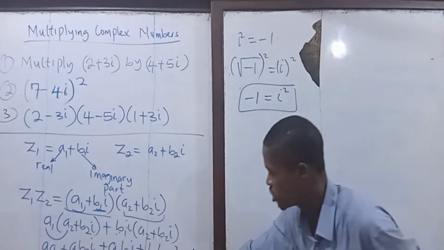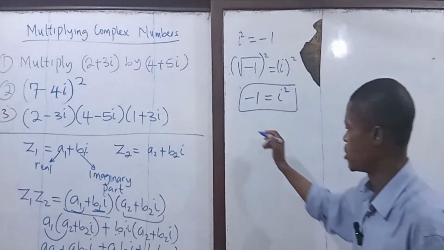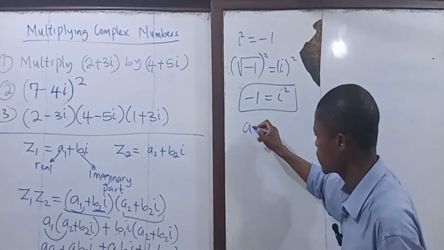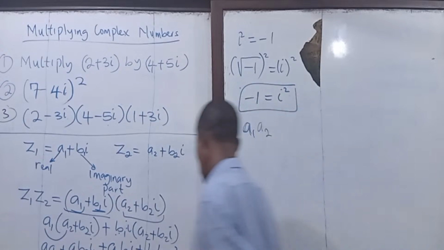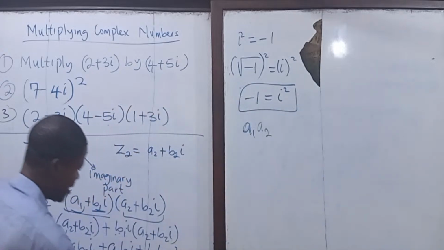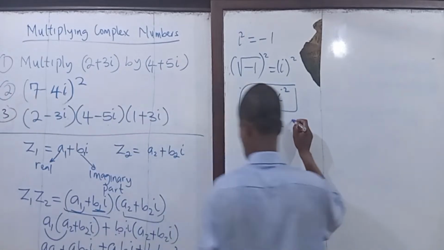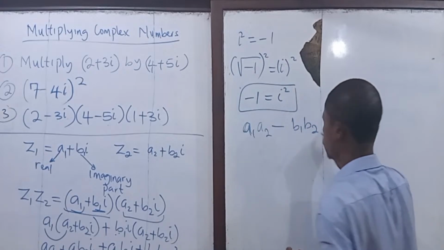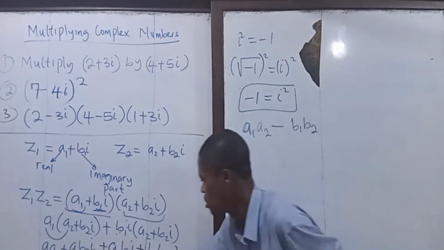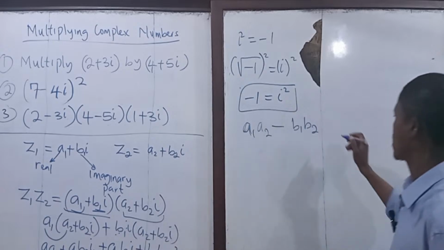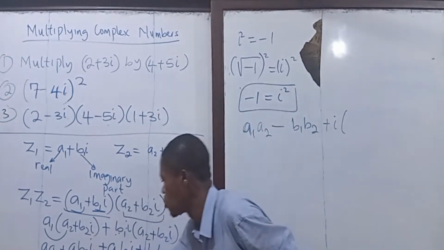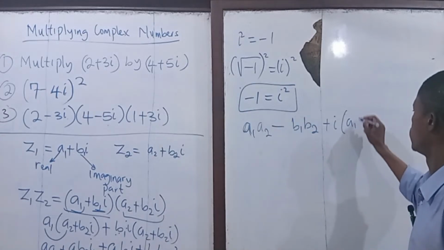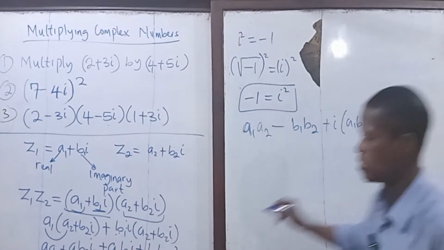Then the expression here is going to change. That will be equal to a1a2. The one that has i squared here will now become minus b1b2. And then this one, we can factorize the i, we can take it out. And that will be equal to i times a1b2 plus what?